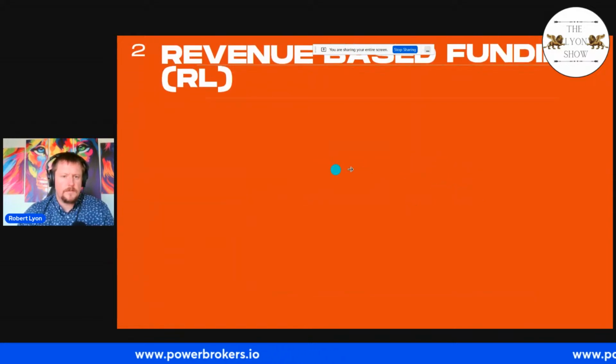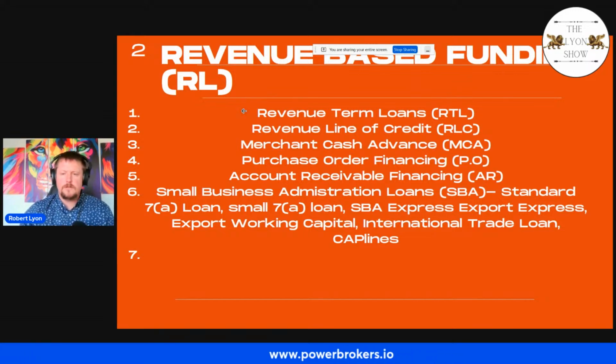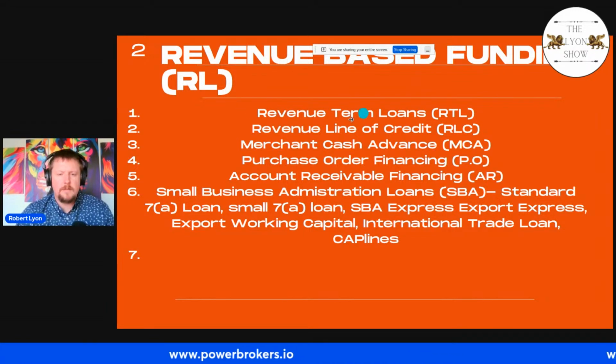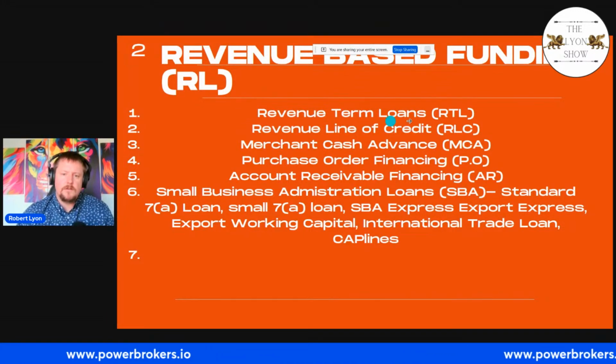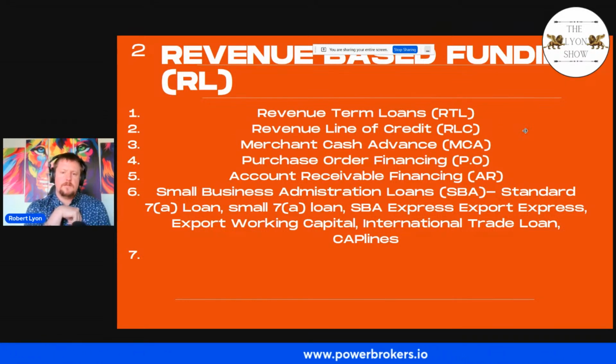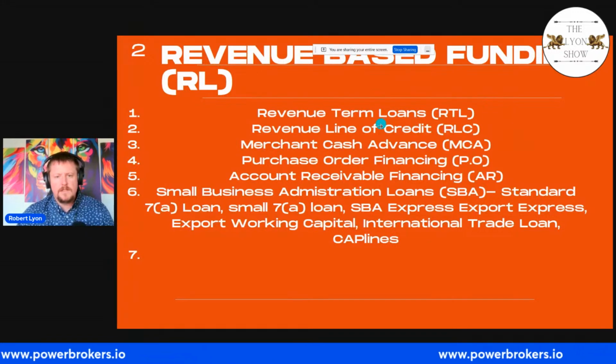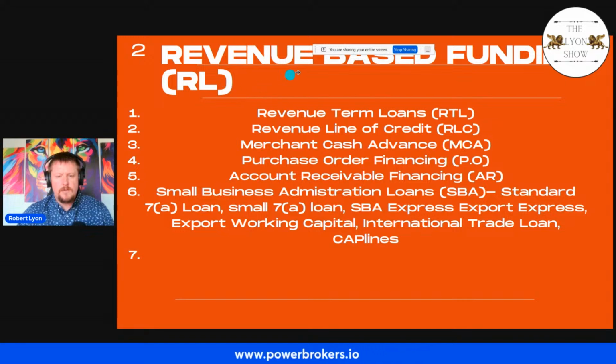Number 2 is revenue-based funding. These are revenue term loans, based on how much money your business is making, and revenue lines of credit. A lot of people are always asking me, how do I get lines of credit? Well, a line of credit is going to be based on the revenue your business is doing. Even if it says it's a line of credit, it's still based on how much revenue the company is making.